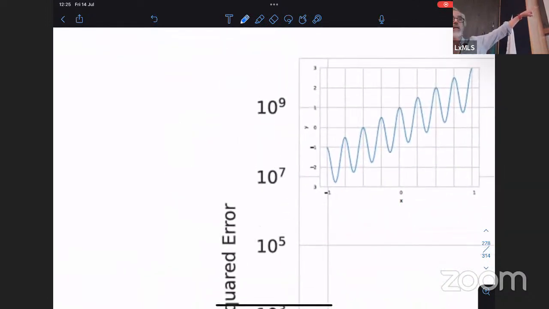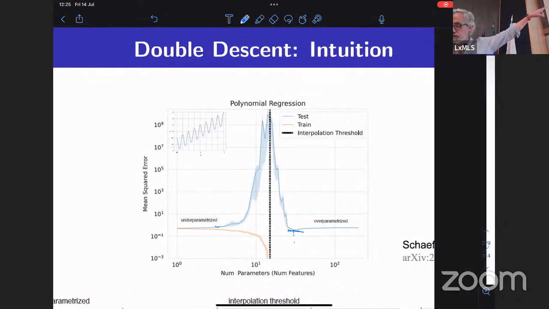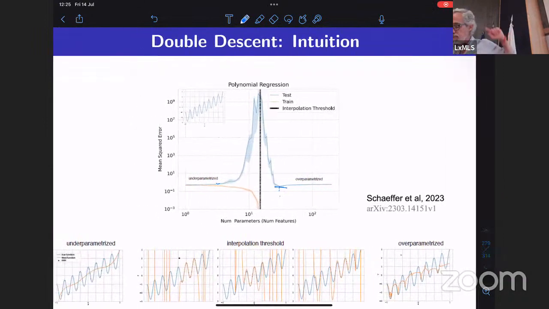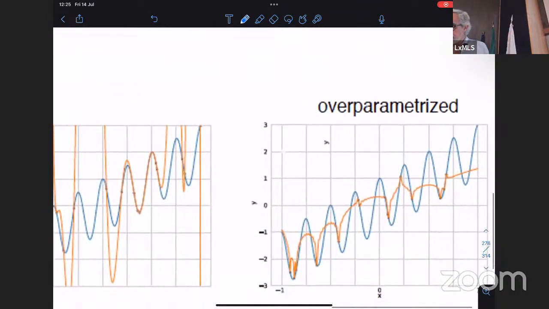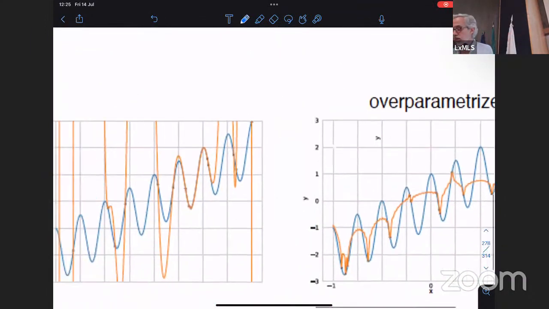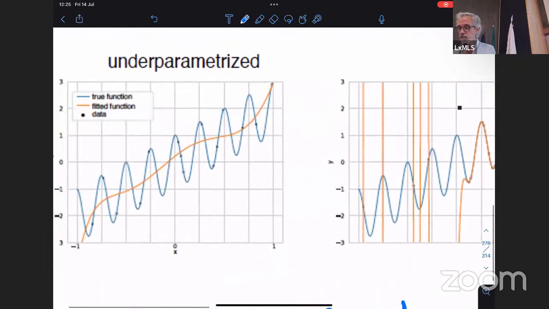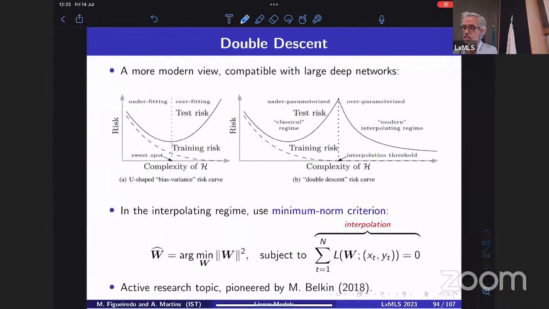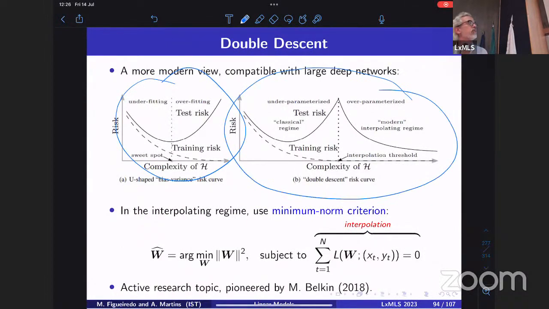This goes to 10 to the 9, so it's 1 billion in American billions. So this is significantly better than this. Of course, this is just a toy problem. So keep in mind the classical machine learning and statistics, but this is the modern picture for large overparameterized complex models.